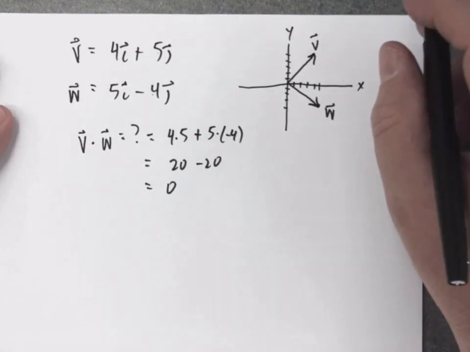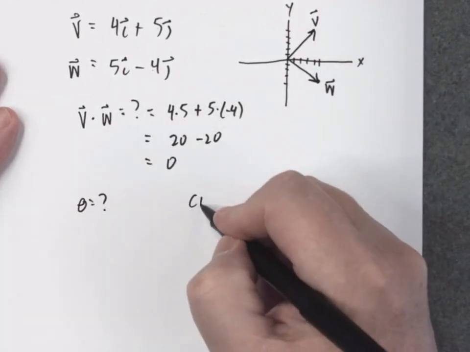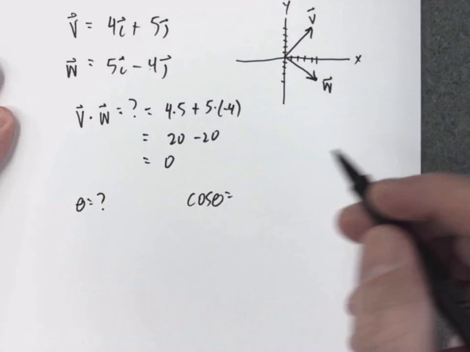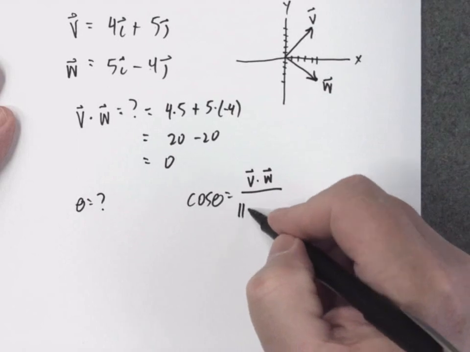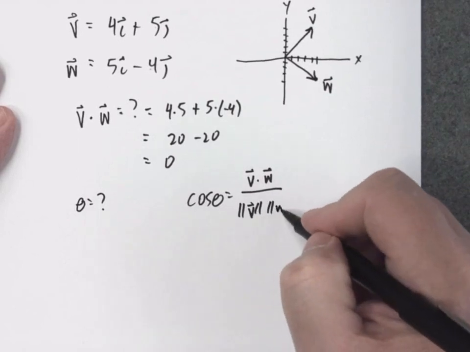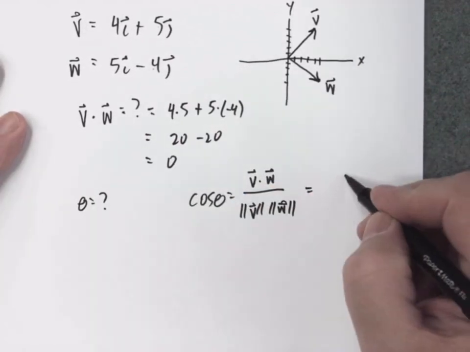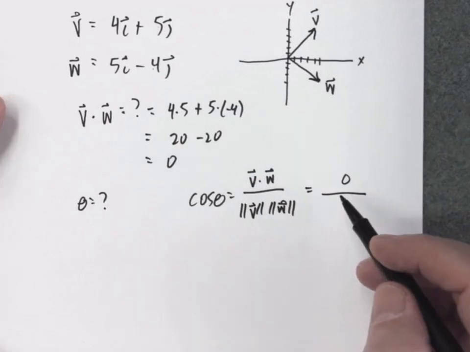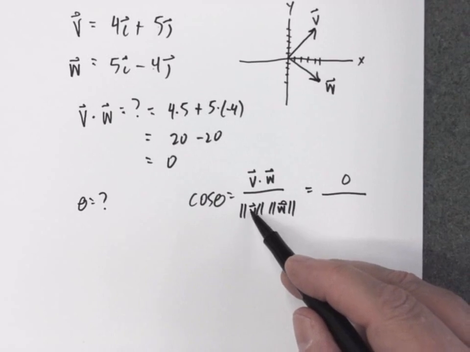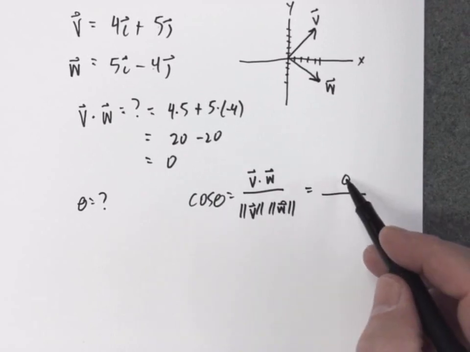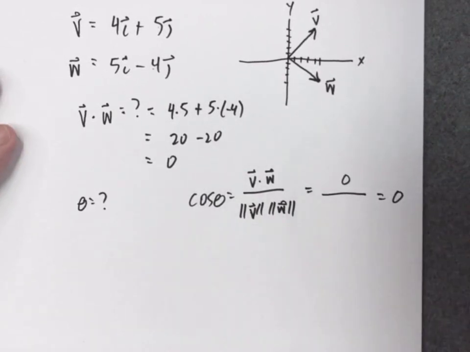Now the next question they ask you is, what is the angle between the two vectors? So what we do is, we take this equation, where it's the dot product over the product of the magnitudes of the two vectors. We just calculated the dot product to be 0. Now here's what's interesting. I could, just for fun, calculate the magnitudes of the two vectors and plug them in, but you know what? If I've got a 0 in my numerator, I know the answer has to be 0.